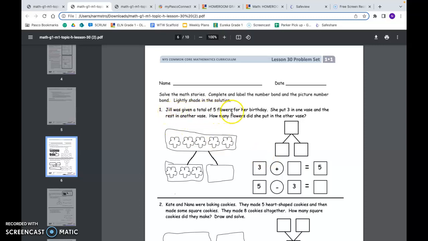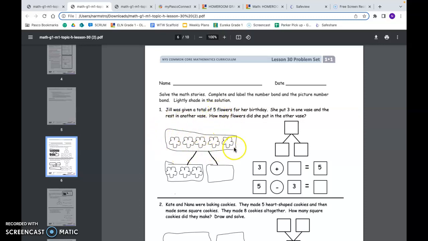Jill was given a total of 5 flowers for her birthday. She put 3 in one vase and the rest in another. How many flowers did she put in the other vase? Okay, so you can see that our whole is 5 because she was given 5 flowers on her birthday.